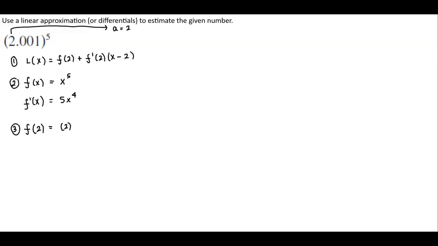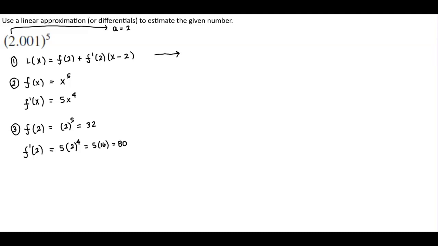If we plug 2 in and raise it to the fifth power, 2 to the fifth power gives us 32. Then f prime of 2 is going to equal 5 times 2 to the fourth, and that's 5 times 16, which is equal to 80.